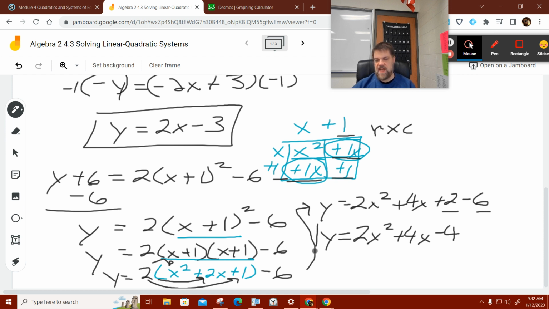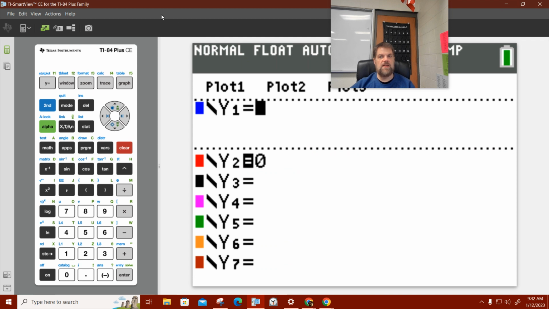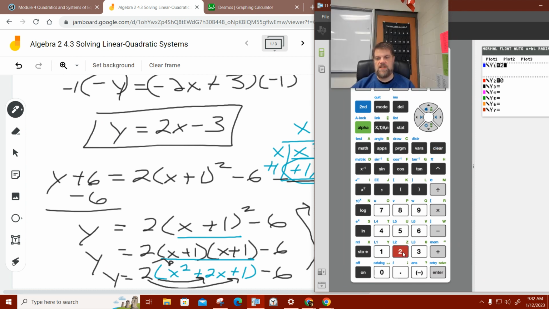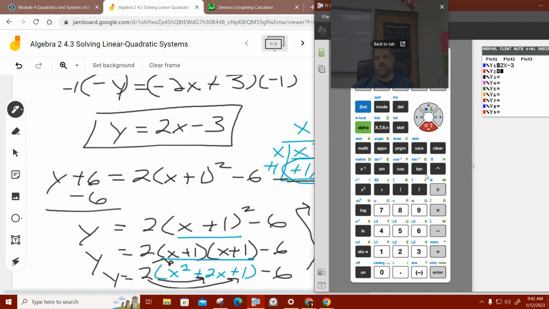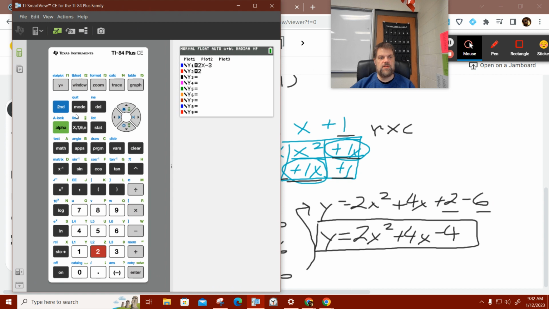So now this is that second equation solved for y. If I did all my math right, I'm going to plug these in here. I'm going to go to y equals, and hit clear. I'm just going to plug in these equations. The first one is 2x minus 3, and you should do this as well. Come down here, hit clear, and then enter 2x squared plus 4x minus 4.